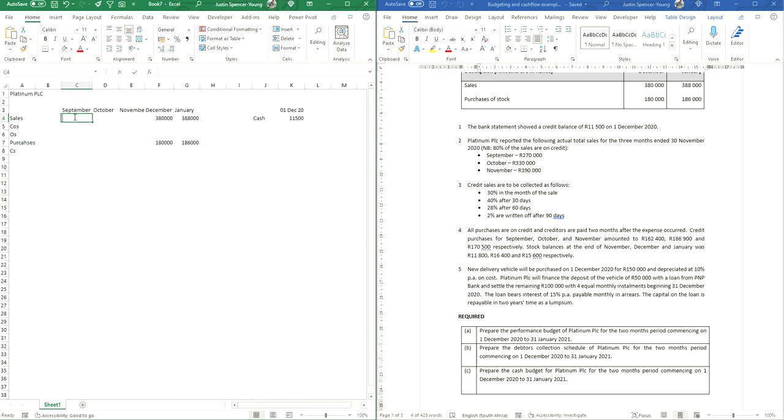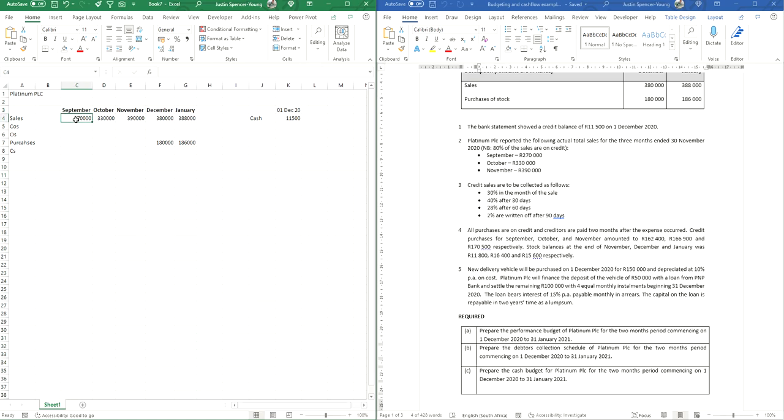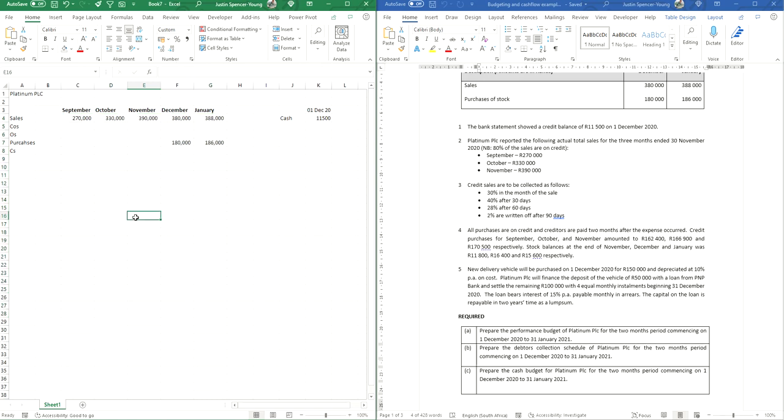They tell us that we did 270,000 in September, 330,000 in October, and 390,000 in November. Let's tidy this up a little bit, put it in bold, and widen these columns so we can read what's going on in there. I'm going to make this a little more user friendly with number spaces. I don't need the decimals, it's easier to read the numbers. There we go. Okay, 80% of the sales are on credit.